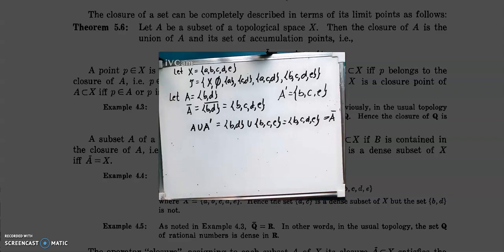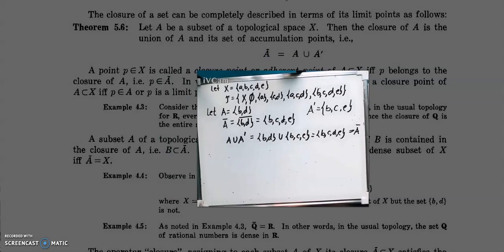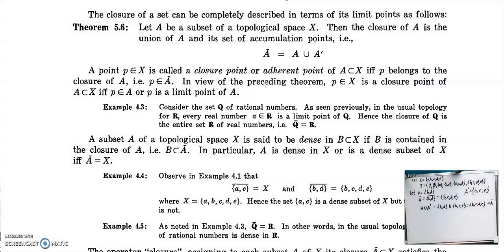So we have illustrated already that the closure of A is equal to the union of A and the derived set of A. So in view of Theorem 5.6, P is a closure point of A if and only if P is in A or P is a limit point of A, because we have here union. So take note here, D is in A, but not in the derived set. It is not a limit point. It is in the set A. So that's why it's or. It could be in A or in the derived set of A, or it is a limit point of A.